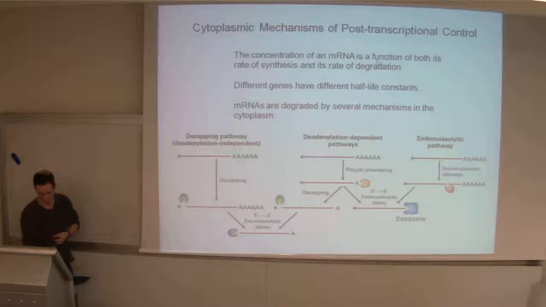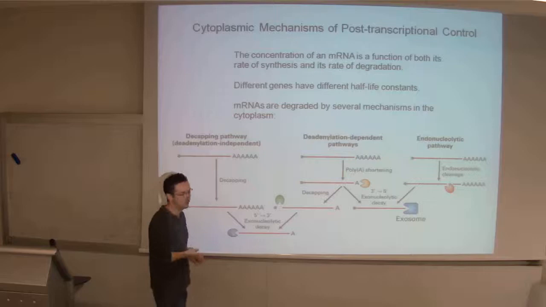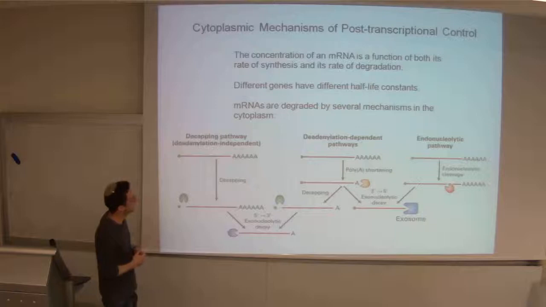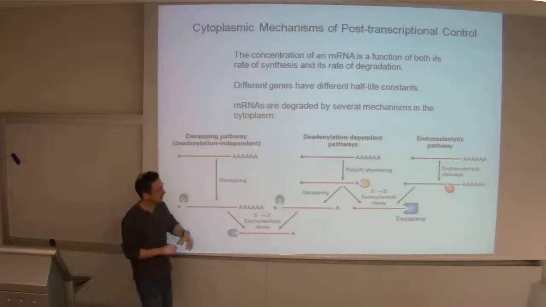There are different mechanisms for controlling the half-life of an mRNA in the cytosol. Different mRNAs for different genes have different half-life constants, meaning they are degraded at different rates. All in all, we have three mechanisms or three pathways for cytoplasmic degradation of mRNA: the decapping pathway, deadenylation, and the endonucleolytic pathway.